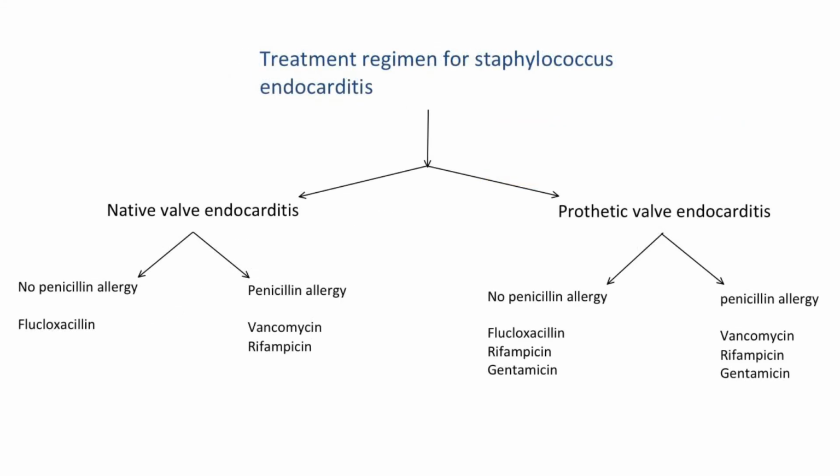In case of Staphylococcus endocarditis, for a native valve endocarditis patient, we will give flucloxacillin if there is no history of penicillin allergy. But if there is history of penicillin allergy, we will give vancomycin and rifampicin. For a prosthetic valve endocarditis patient, flucloxacillin plus rifampicin plus gentamicin will be given if no penicillin allergy is mentioned in the history. And vancomycin plus rifampicin plus gentamicin will be given if there is penicillin allergy.